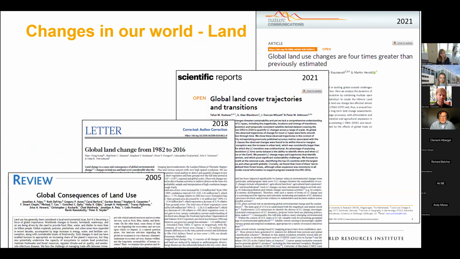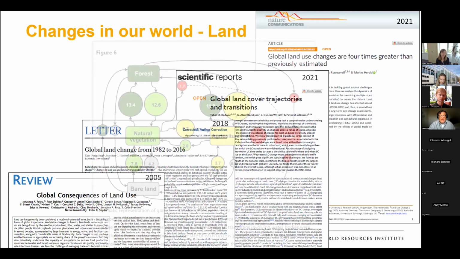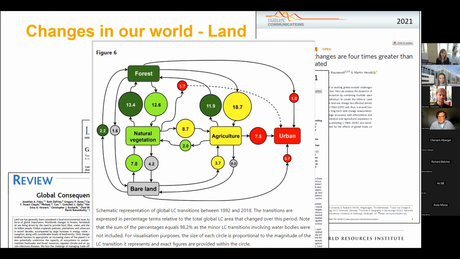We also see that changes in our world are happening faster and faster. I put a few of those papers here from 2005 to 2021, and there are some newer papers too, but it's accelerating the change of our world. And the changes are, of course, dynamic. It's not only one way, although one of the biggest is, of course, deforestation and urbanization, but there's also forest going to grassland, grassland to cropland, cropland back to forest.